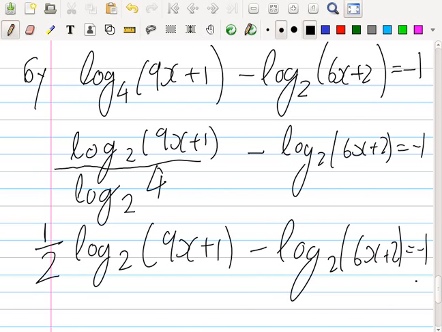Now, this is getting us closer, but still not there yet. Can I use the second rule now? No, I can't. I can't use the second rule because it's not log A minus log B. It's a half log A minus log B.